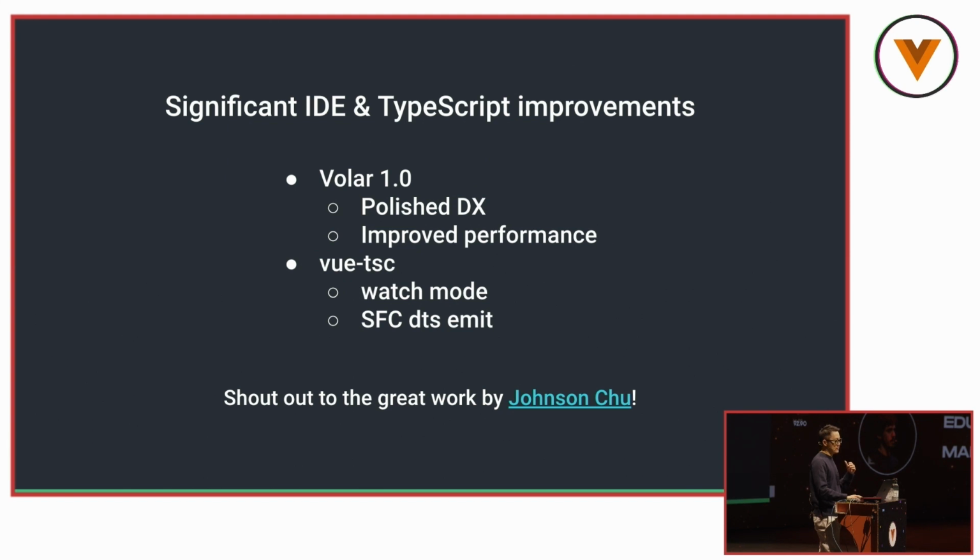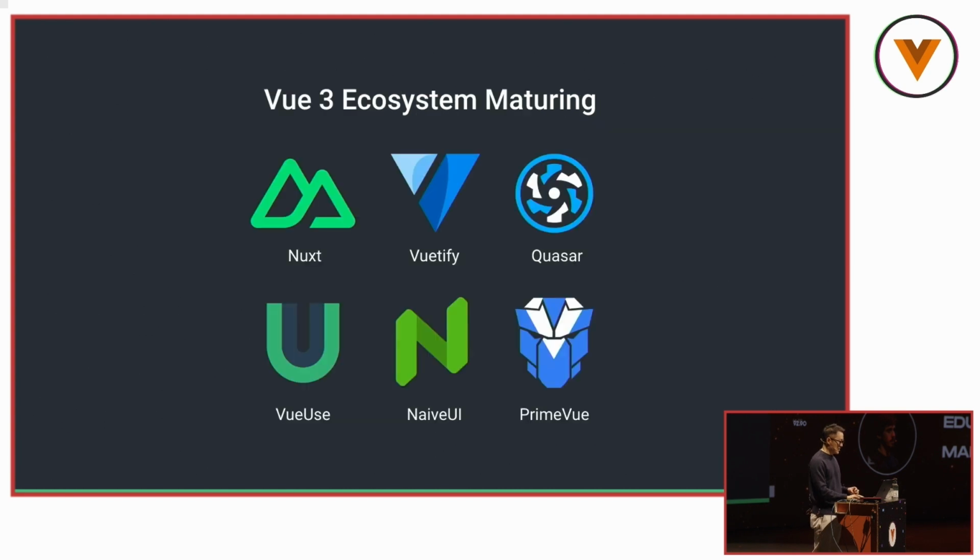In the past year, we invested a significant amount of energy into making the overall IDE and TypeScript support around Vue 3 more solid. So Volar 1.0 was a really major milestone for us because it resolved a lot of the long-standing issues around IDE TypeScript support and also command line TypeScript integration for Vue single-file components, with greatly improved performance. Vue TSC, which is the command line utility that allows you to type check normal TypeScript files alongside Vue components, now also supports watch mode and supports emitting type declarations for your single file Vue components. So this essentially brings the TS experience for Vue single file components to the same level as normal TS files. So great shout out to the work by Johnson, who isn't here, but if you see this, Johnson, you did a great job. Thank you.